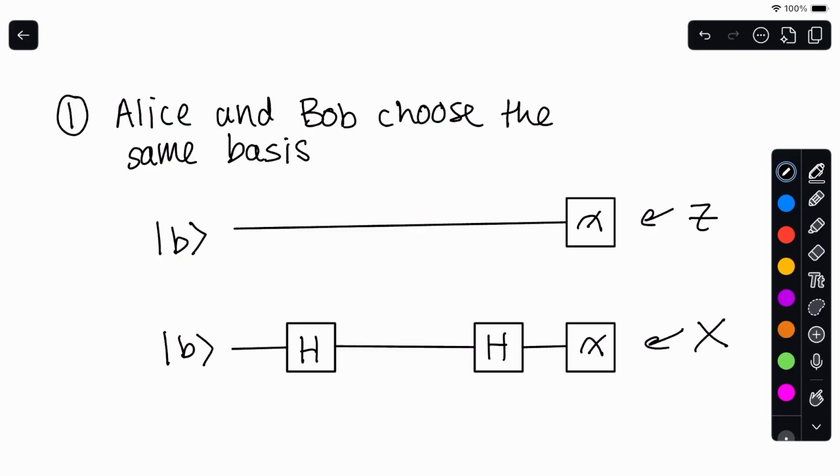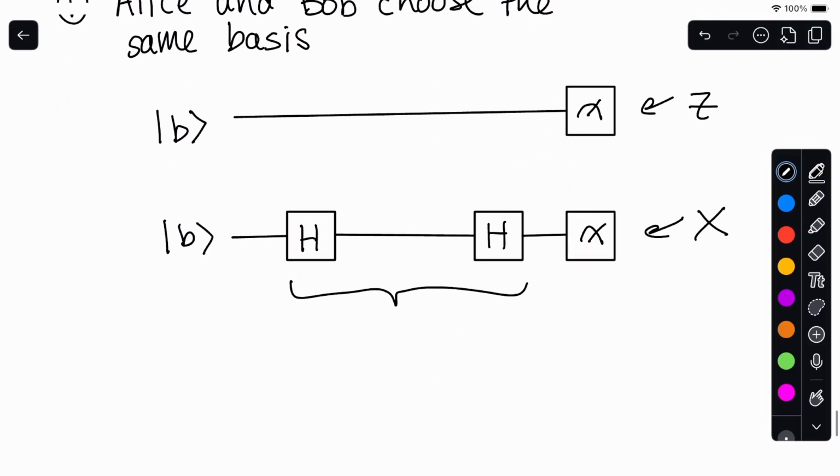Hadamard before measurement. But we know that the Hadamard gate squared is the identity. So really, having 2 Hadamards in a row is like doing nothing at all. So in these cases, whatever Bob is doing is exactly undoing what Alice has done. And so that means whatever Bob measures has to be what Alice has sent.